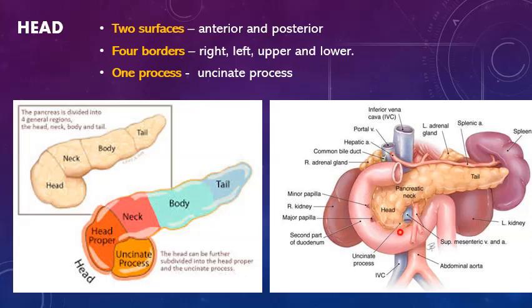We are now talking only about the head of the pancreas. So two surfaces are anterior and on the other side you will see the posterior surface. Borders are upper, right, lower and left borders. And there is one process which is a projection from the head, that is called as uncinate process. So here in this diagrammatic representation we can see it better. This is called as the uncinate process, which is a projection from the lower part of the head. So these are the parts of the head.